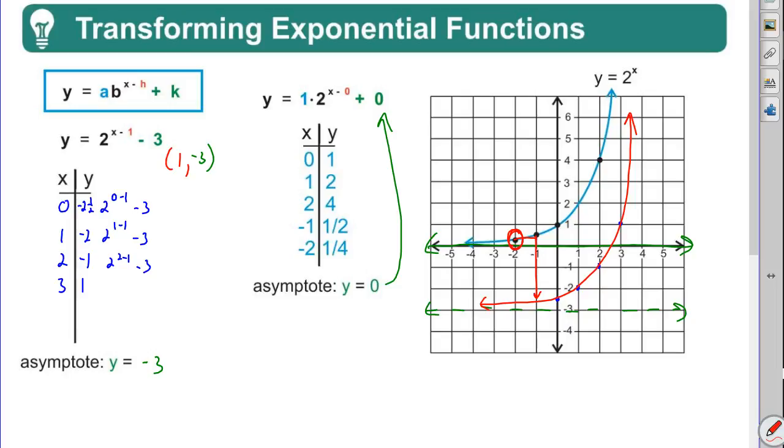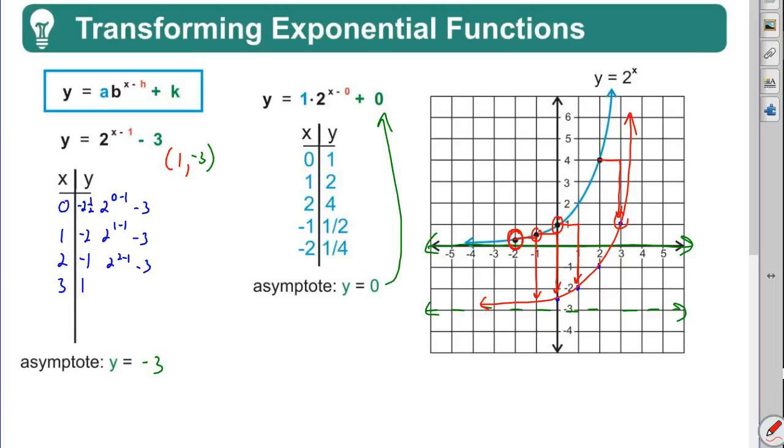You hit our function. Go to the next point. Go 1 to the right and go 3 down. There's that point. Go to the next point. Go 1 to the right and 3. Are you getting the point here? There's that point. Go here. Go 1 to the right and 3 down. There's that point. You see how the function is translated 1 to the right and 3 down?